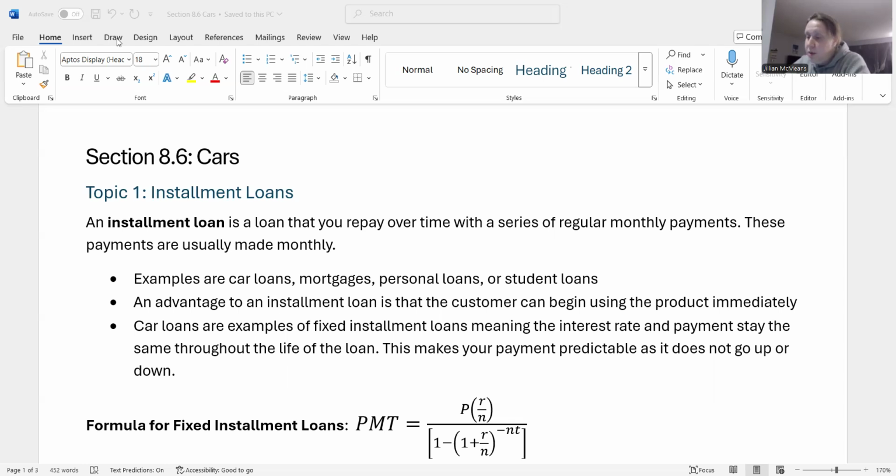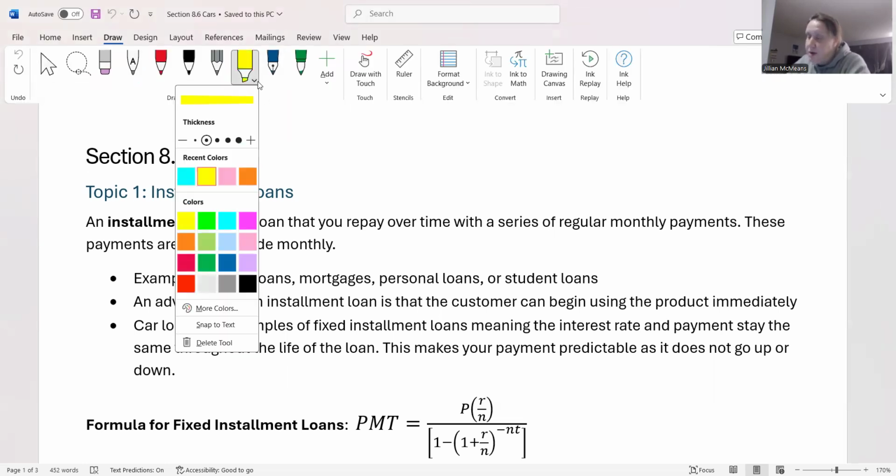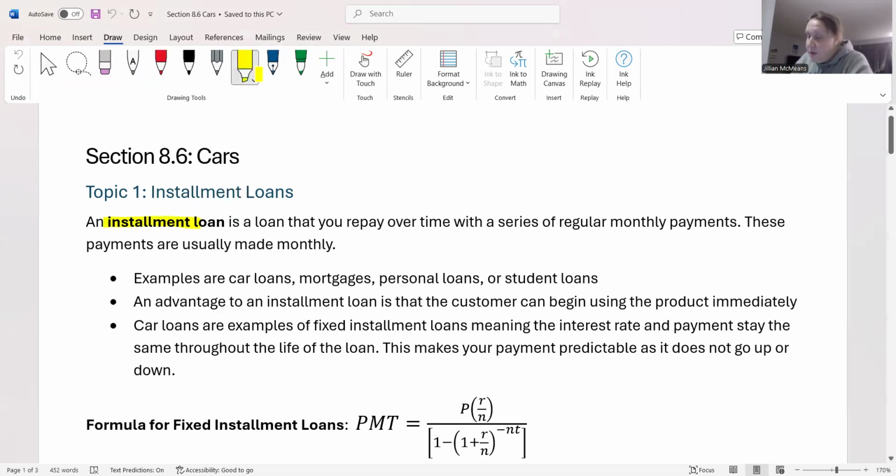I've said this many times, I'm going to say it again: I love to start with a good definition. So here we are. An installment loan is a loan that you repay over time with a series of regular monthly payments. So you are going to pay something back over time.